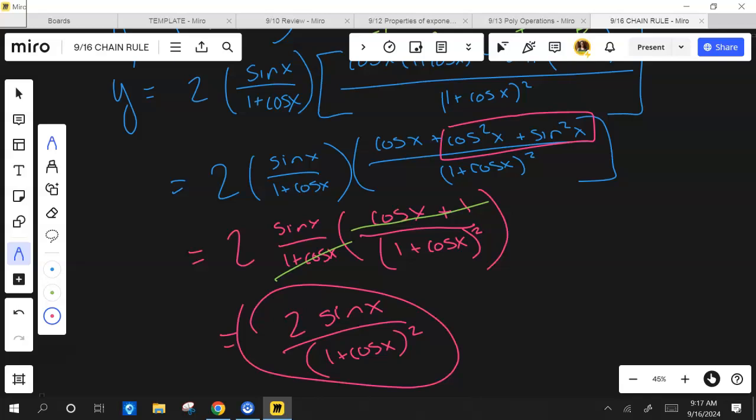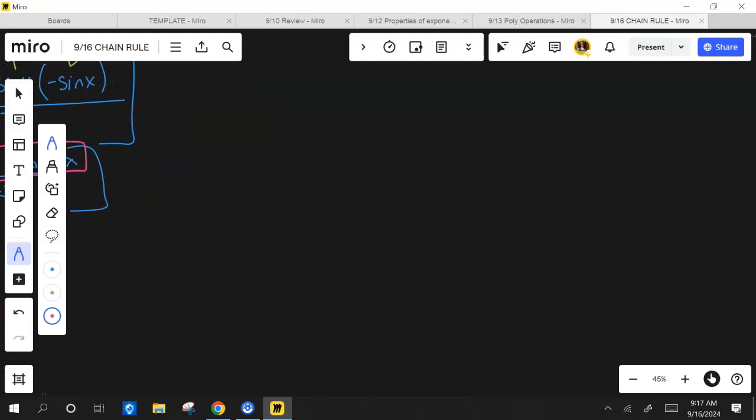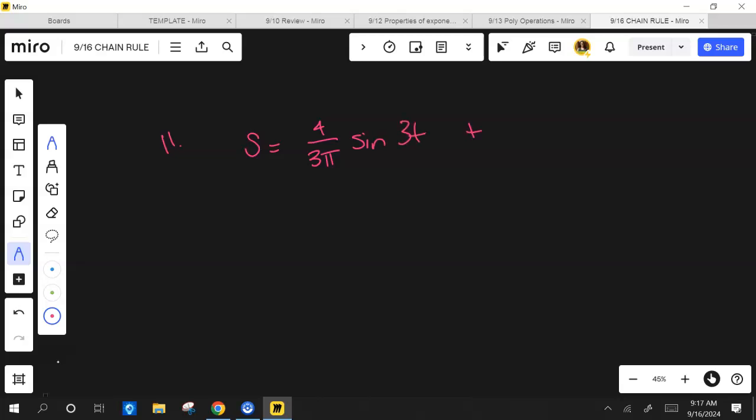Tell me when you're good. They're coefficients in front. It makes this problem look a lot worse than what it is. So it says that this is the position of a particle. Find the velocity. So just the first derivative.